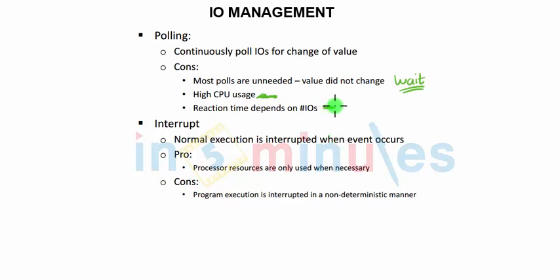As far as interruption is concerned, normal execution is interrupted whenever data is ready. In this scenario, we have one simple thing: processor resources are only used when necessary. This is a plus point about the entire thing, and this is something which we call a great option, especially with mobile devices. But again, it has a downfall: from normal mode, it has to shift to interrupt service routine mode. Because of this, the behavior is non-deterministic.